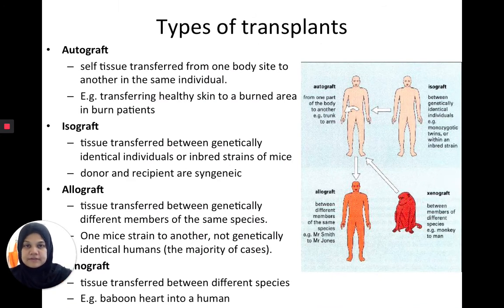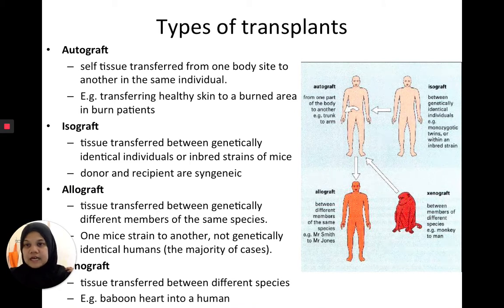So what types of transplants are there? Obviously we've got different types of organs, but we usually categorize transplants by whether or not they came from the same individual. That's called an autograft. Like I said just now, for example, if you have a very significant burn, you can transfer some of the skin from another part of your body to the part that's burned.